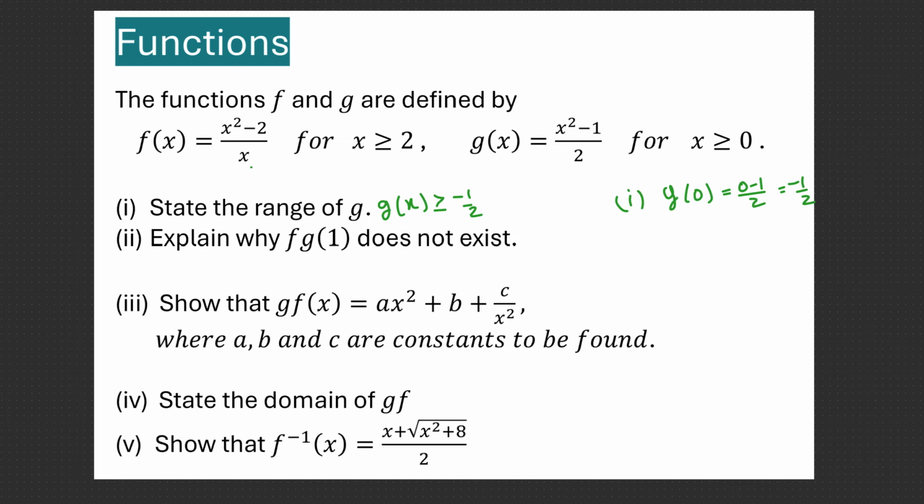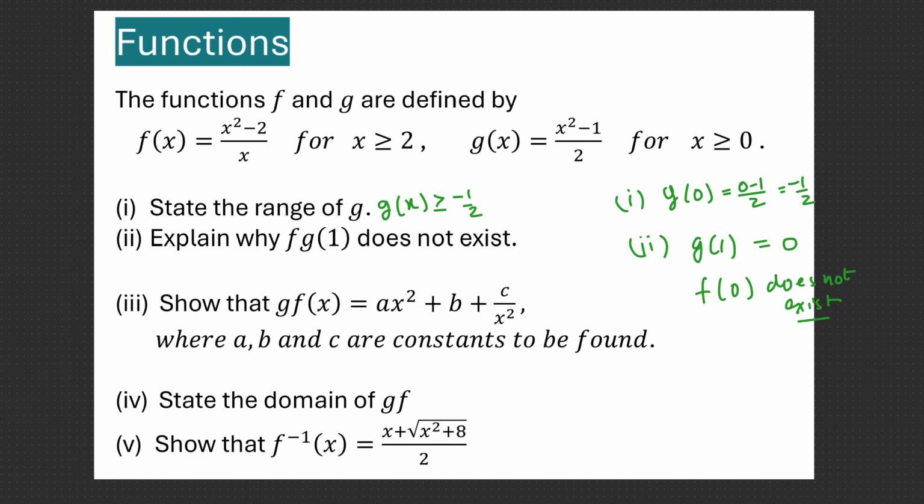So the next bit, part 2, is saying explain why f of g of 1 doesn't exist. For part 2, I can just write what g of 1 is, and that would be 0. And you see f of 0 does not exist. That's because x equals 0 here is not possible. That solution is not possible. So then f of 0 doesn't exist.